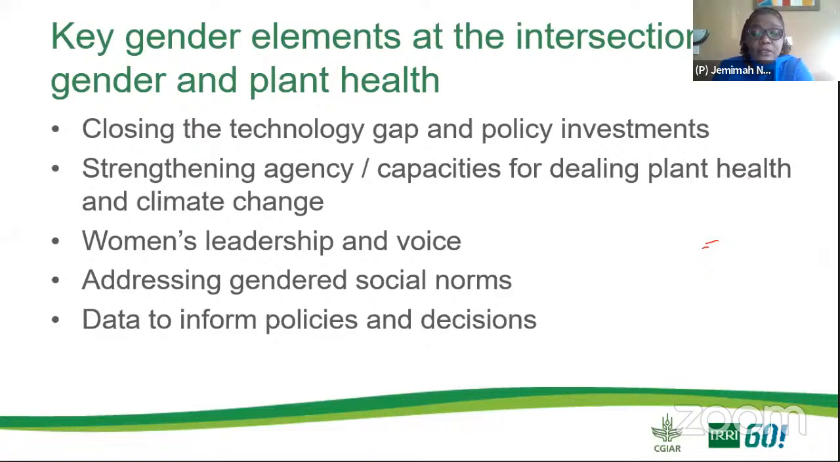And the first one is closing the technology gap and these policy investments. So technologies such as climate change, agriculture techniques, water management, access to financial services, advisory services that are targeted at women. We do have a lot of evidence here on what works, for example, in making sure that women have access to extension services or technologies, mechanization that can address drudgery of work.